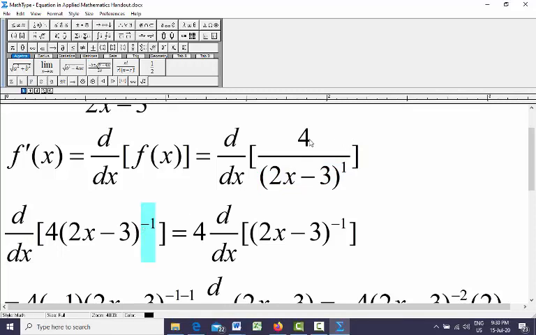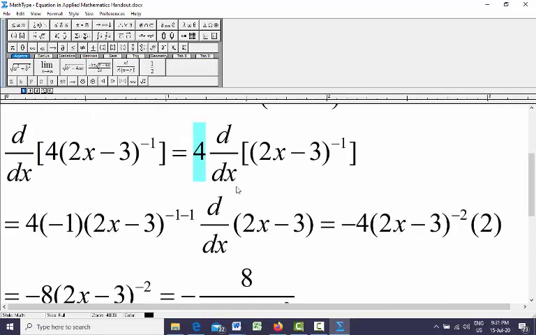4 was already in the numerator, so 4 will be as it is. But if you lift this one up from the denominator to the numerator, the power will become negative. Now, as I said before, this 4 is the coefficient. 4 is in multiplication with this one, so this 4 needs to move outside.